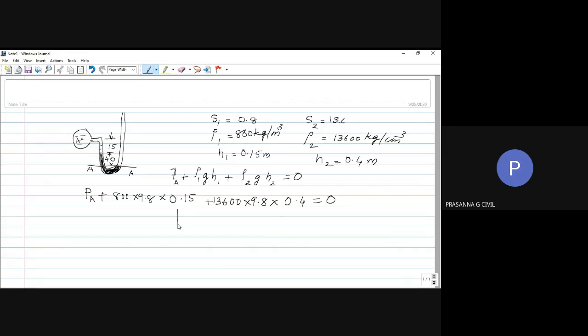So now I will get my pressure at the point A. You will have a negative answer for this because it is a vacuum pressure. The pressure is less than atmospheric pressure. Do it and tell me the answer. Minus 75,160.